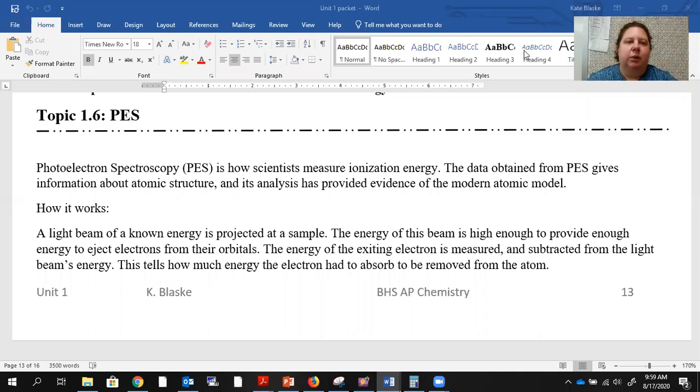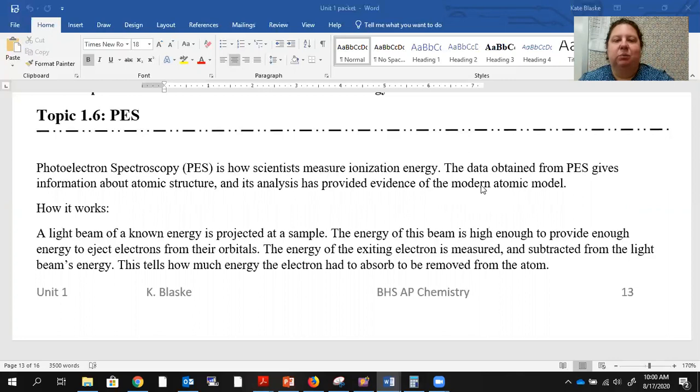We're going to cover the last topic in Unit 1 today, which is about PES, or photoelectron spectroscopy. Photoelectron spectroscopy is the process that scientists use to measure ionization energy. The data that they obtain from PES tells us about electron configurations, basically. It tells us about how those electrons are organized and how much energy is required to remove each electron in an atom. So this is not necessarily something brand new, but it's using data to help back up all of the other things we know about the structure of the atom.